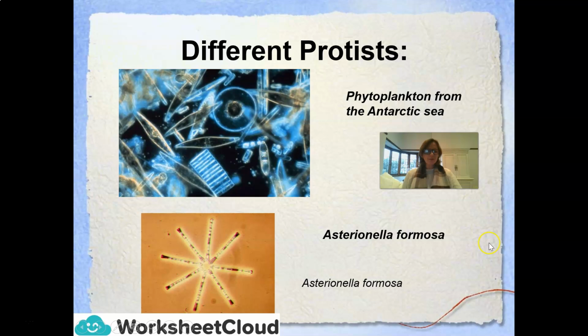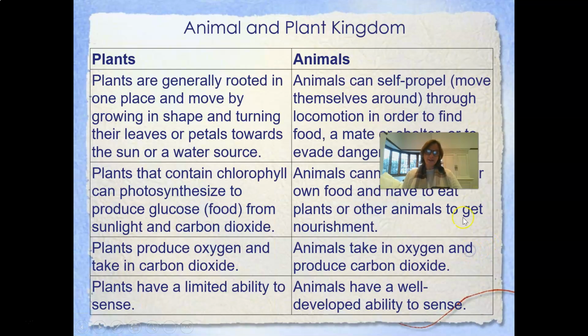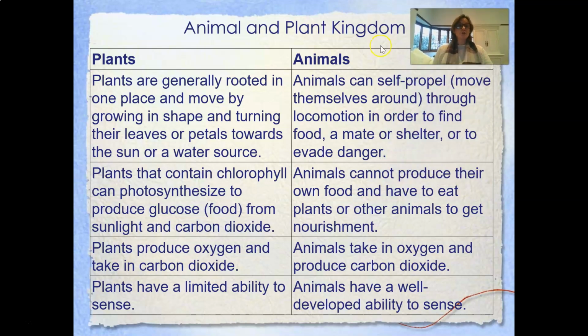Okay, and you learn about the protists and the bacteria in a lot of detail in grade 8 and 9. In grade 7, we are going to move on to the animal and plant kingdom, and it's quite an involved section. But before we move on to that next lesson, in our next video, I wanted to just tell you the difference between the animal and plant kingdom, so you have a basic understanding.